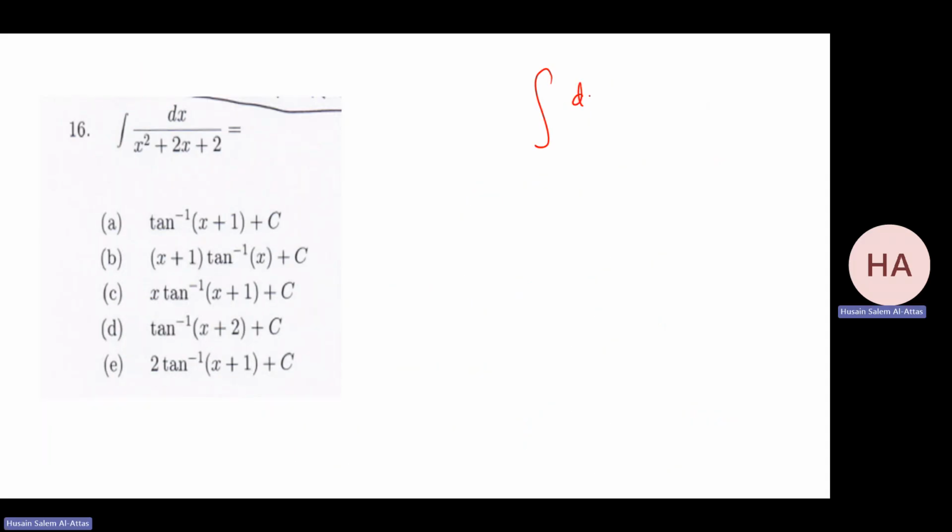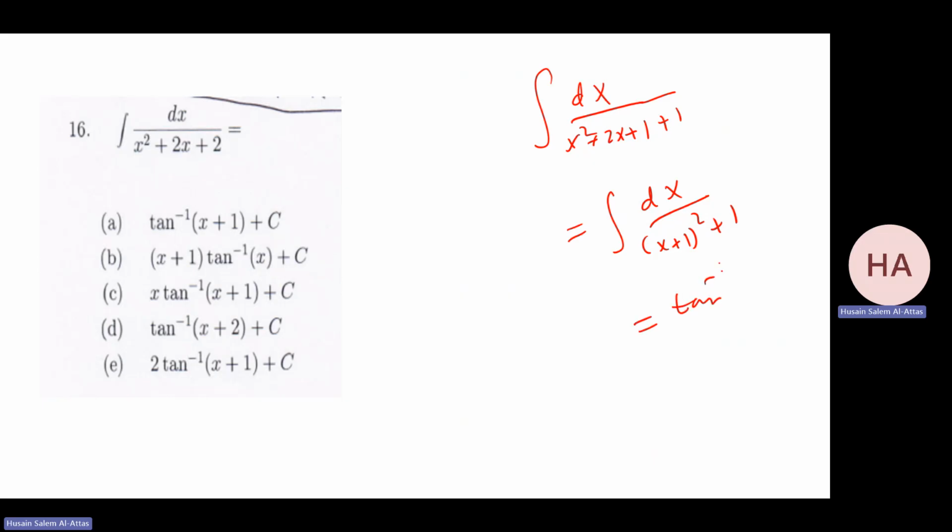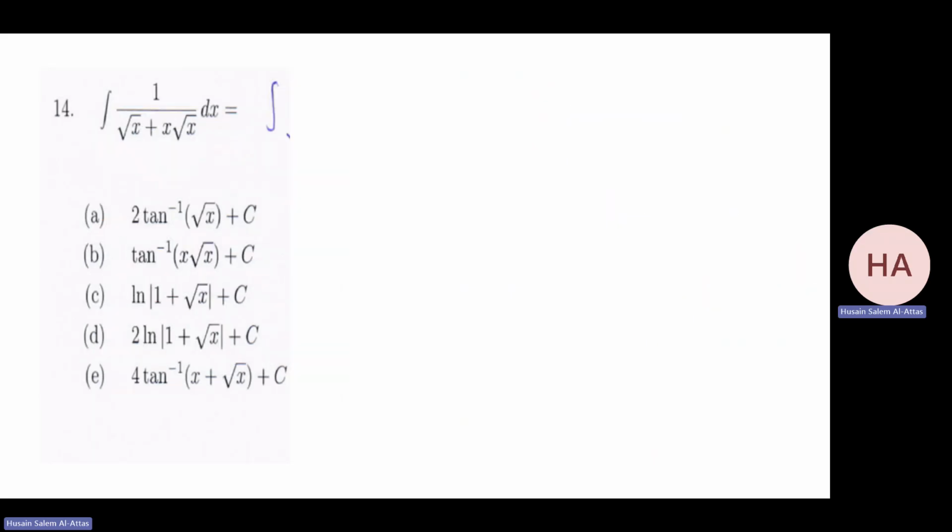Instead of completing the square, I add 1 and make 2 plus 1. So that will be dx over x plus 1 squared plus 1. So it's tan inverse of x plus 1, where a is 1, and this is x plus 1, where I have dx equal du. So plus c. So this is the answer. Okay, last one.